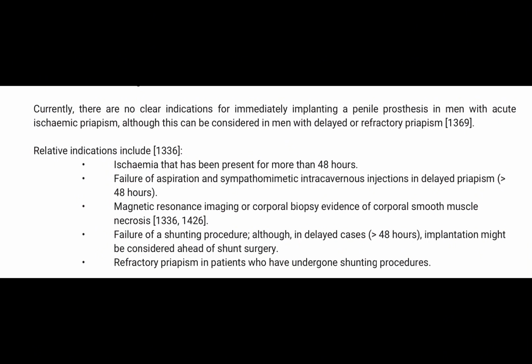Now, the optimal time for implantation is within the first 3 weeks of the priapism episode. But if a shunt procedure has been performed, the penile prosthesis implantation can be further delayed in order to allow reduction of edema, wound healing, and reduced risk of prosthetic infection. During this waiting period, a vacuum device is used to avoid fibrosis and penile shortening.